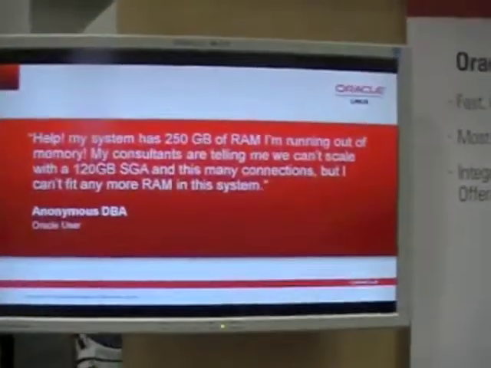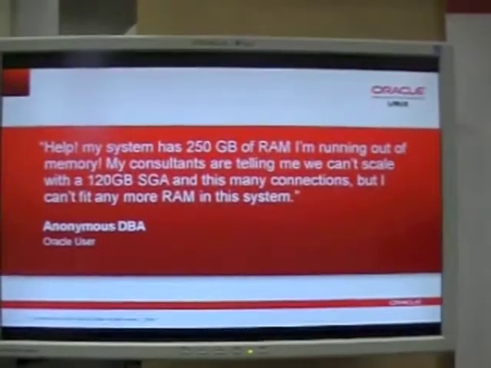Hugepages are a way of basically reducing the memory footprint of a shared area in Linux by about a factor of 500. So instead of using 4K pages to map memory, you're using 2 megabyte pages. This isn't really a big deal if your SGA is 20 or 30 gigabytes, but if you're getting to a 100 or 150 gigabyte SGA, it starts to make a really big difference whether you're using Hugepages or not, because Hugepages has not only a specific benefit in reducing the memory consumption on your system, but also a big impact on performance.